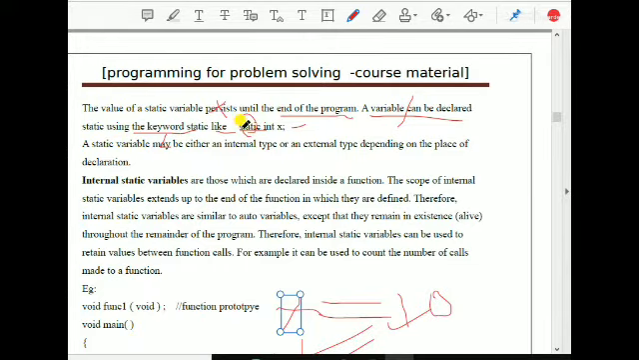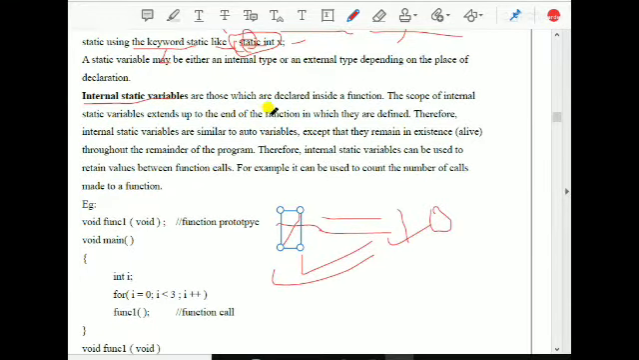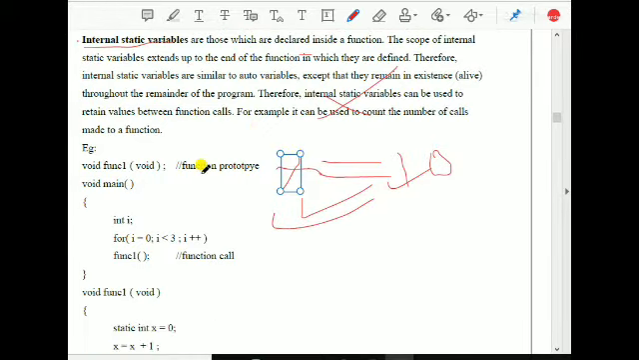We can use a static variable, static int x. So write these two points. First point: by declaring the static keyword we can use a static variable. Second point: internal static variables are those which are declared inside a function. You can write this point easily. Three points are more than enough, and leave the rest.